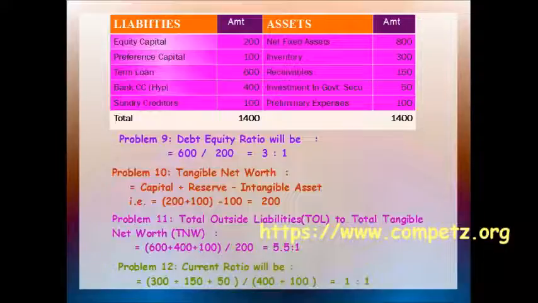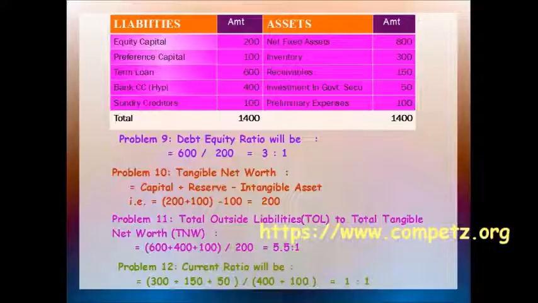Quickly read the asset side too. The net fixed assets is 800, inventory is 300, receivables 150, investment in government securities 50, preliminary expenses 100. The total amount in the balance sheet, for both your liabilities and asset side, is 1400. We'll start with it. We need to compute first the debt equity ratio.